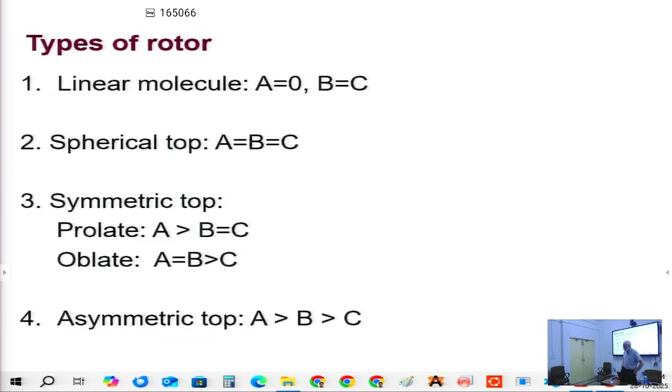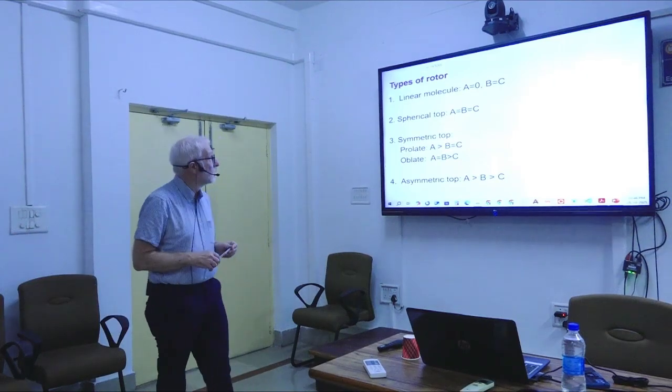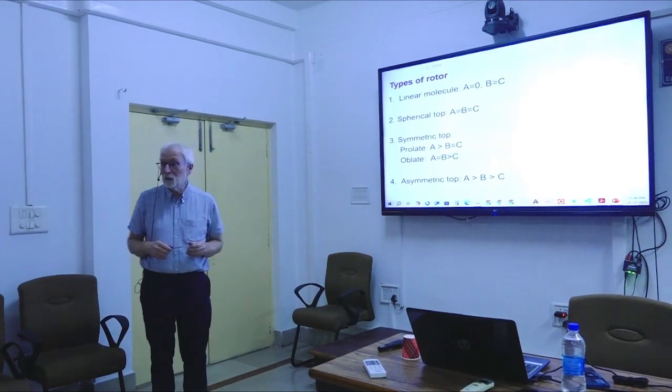So I already mentioned you get 4 types of rotors. You get a linear molecule where the smallest moment of inertia is 0, and then the other 2 moments of inertia, which are conventionally called B, are equal to each other. So that's our B and C moment of inertia here, and then 0 along the axis. That's a linear molecule.